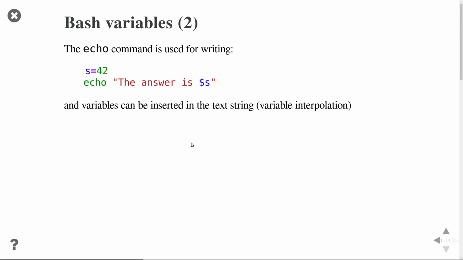So the echo command we've already used. The echo command is used for writing strings out to the standard output. It takes one positional argument, which is a string. And in the string, you can use variables. These variables will be substituted before it actually gets printed out.